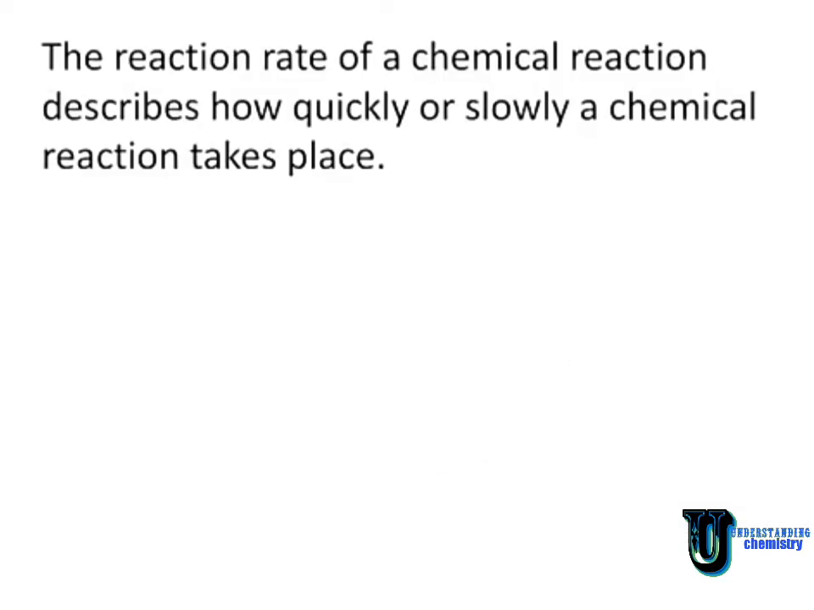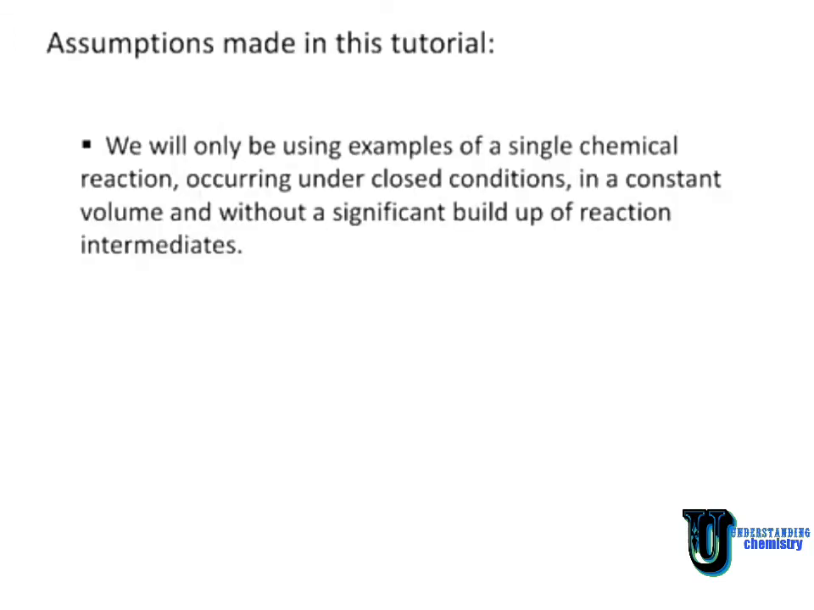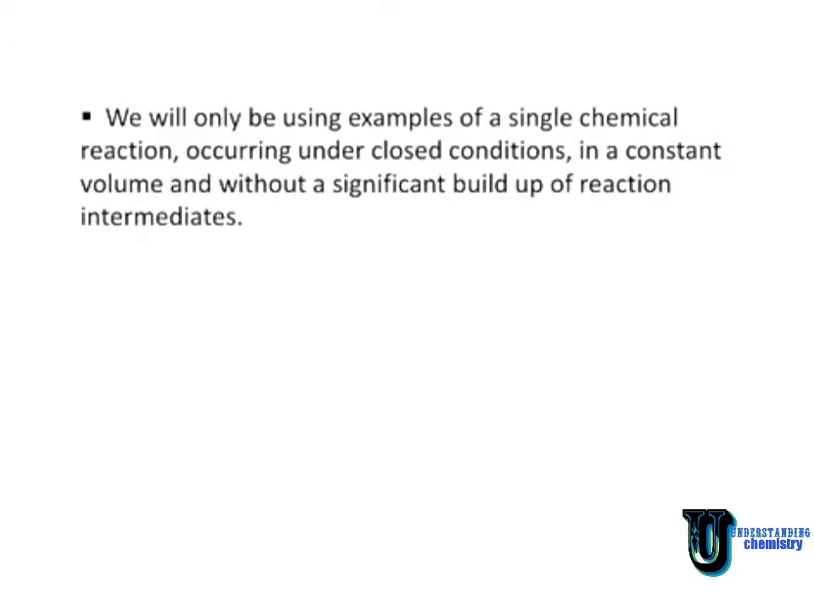The reaction rate of a chemical reaction describes how quickly or how slowly a chemical reaction takes place. We're going to make some assumptions in this tutorial just to simplify our math. These are the same assumptions that would be made in any first year chemistry course. So we are only going to be looking at examples of a single chemical reaction that's occurring under closed conditions in a constant volume and without a significant buildup of reaction intermediates.